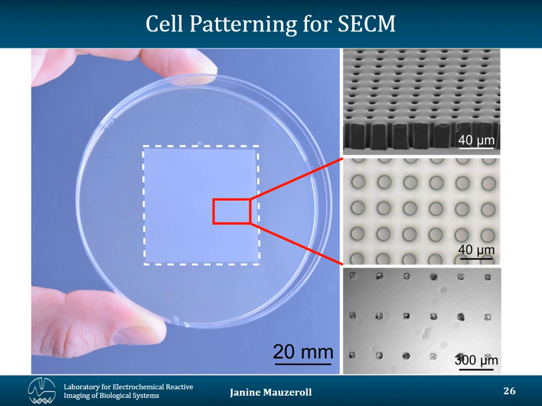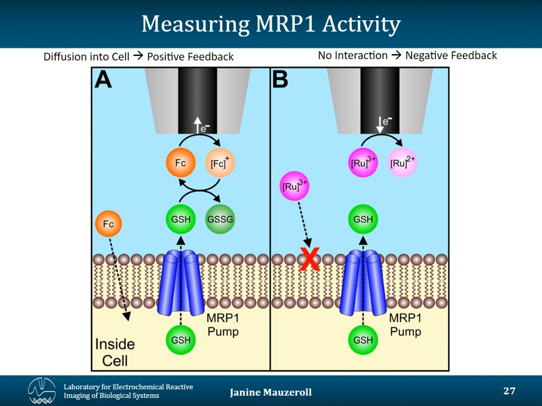And then what we did is we used two redox mediators to acquire images. On the left-hand side in panel A, the orange ball is ferrocene methanol, which once oxidized to the ferrocinium ion can react with glutathione, which is the green ball that's being exported out of this transmembrane pump. And so here you're going to have an SECM response that depends on the functional activity of that MRP1 pump.